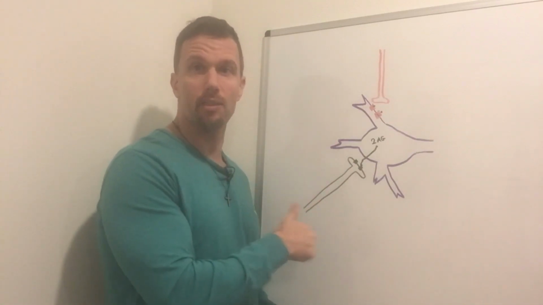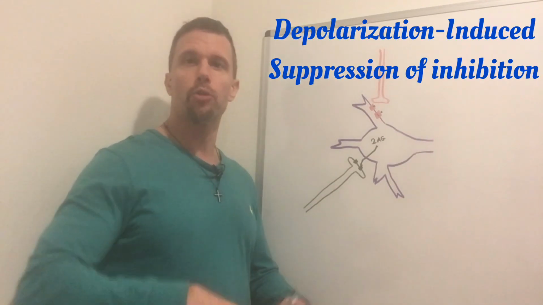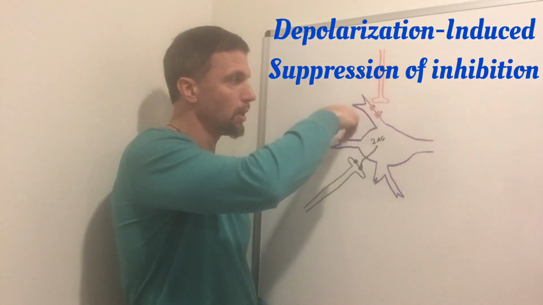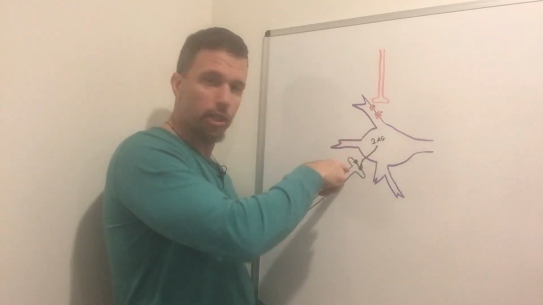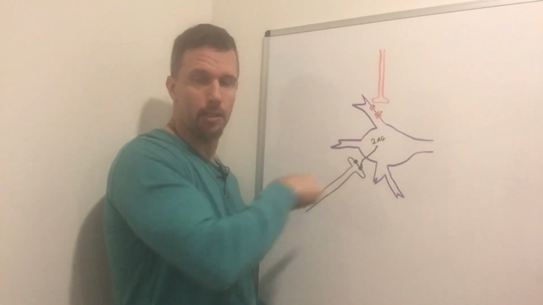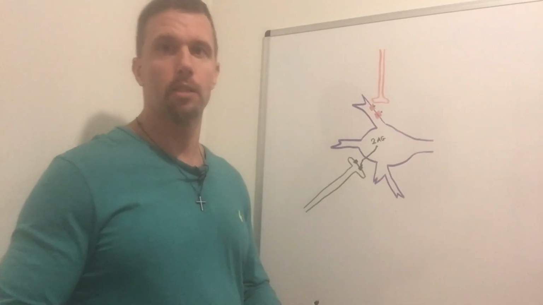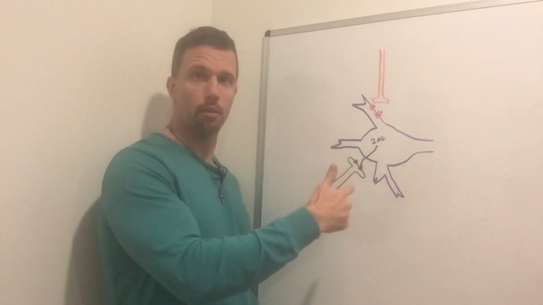It's going to inhibit it. It's going to suppress it. And this is called depolarization-induced suppression of inhibition. So the depolarization caused by the glutamate is going to end up causing suppression of this inhibition. So that's a mouthful. Again, it's depolarization-induced suppression of inhibition. And this is going to strengthen that synapse and strengthen the learning process.